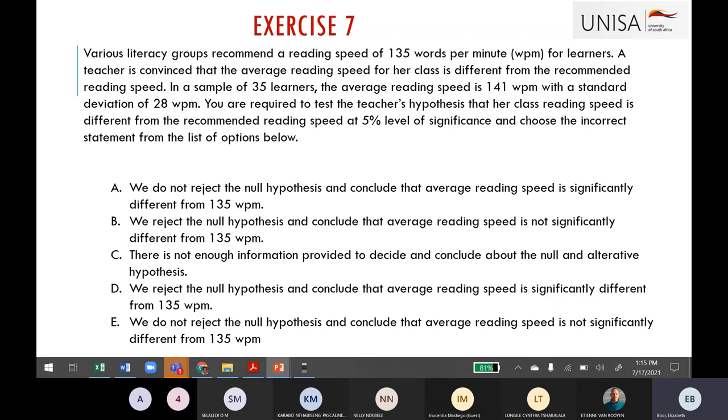I want you to do this one. I'm not going to do it for you, you will have to do it yourself. I'm not going to give you the answer, but I will tell you if it's correct or not correct. I'm also going to give you a hint on how to attack this question. If you look at the options, automatically you can see that they are only asking you to make a decision and conclude.